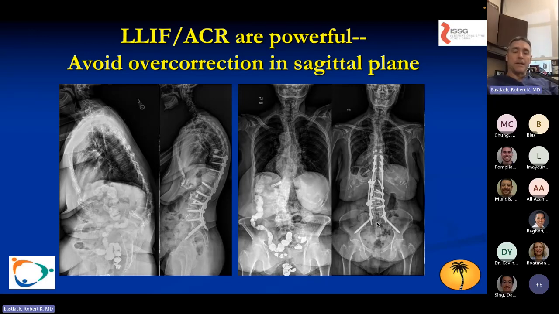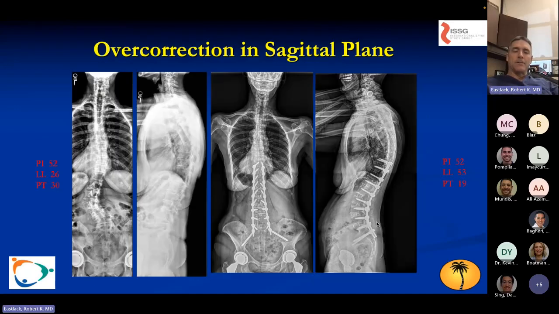And these are things that we've learned along the way. This is a case from a decade ago, prior to, I would say, our more astute understanding of distributional alignment. And granted, a rheumatoid patient with poor bone, but probably a bit overcorrected for her PI, which is quite low. And you can see what happens.